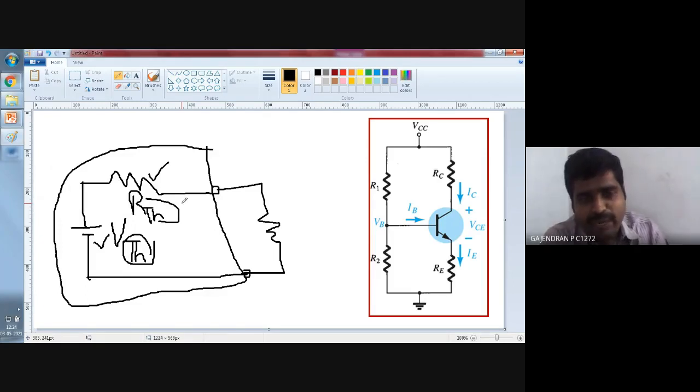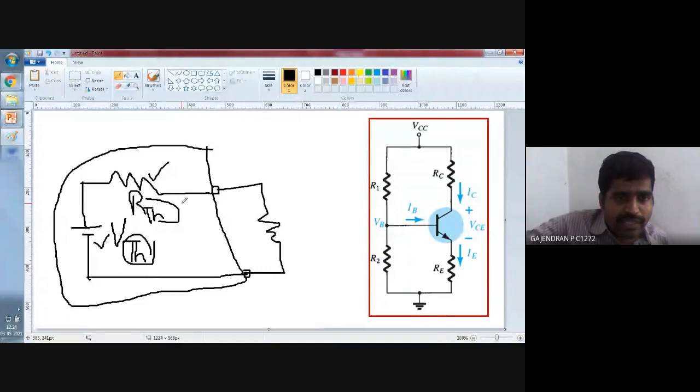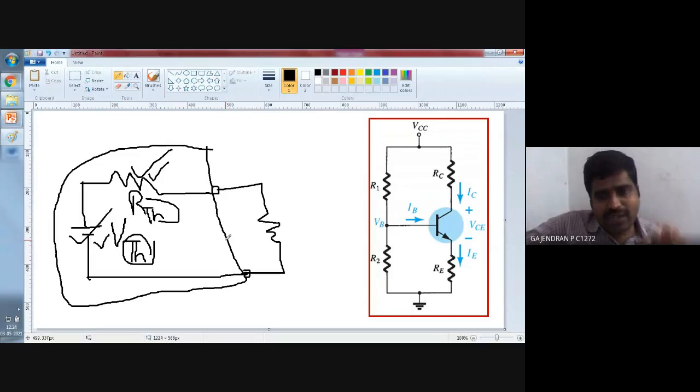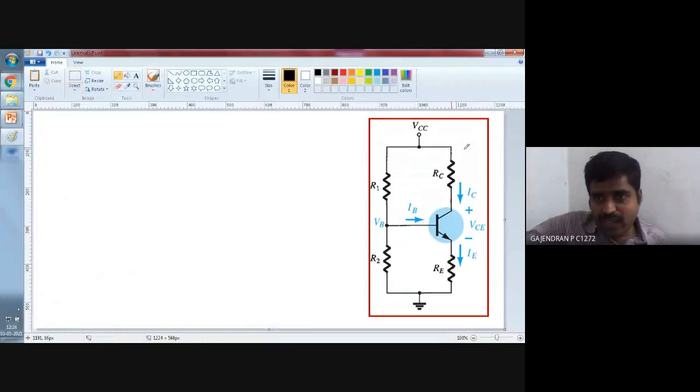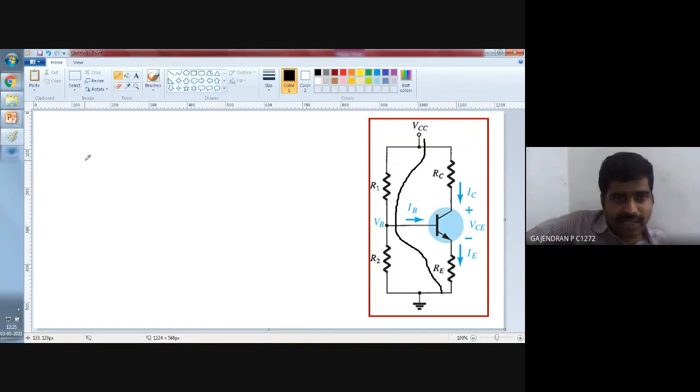Understood? What is he going to do? If you give him any linear complex circuit, he will convert it into simple two elements: one voltage source and one resistor connected in series. The same technique we are going to adopt here. How will he do this equivalency? We are going to consider our input circuit alone. Our input circuit alone means, what is the output circuit? If I consider the output circuit as open, you will have only these elements in your hand.